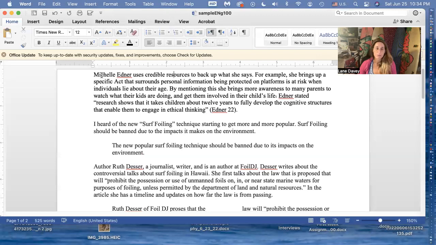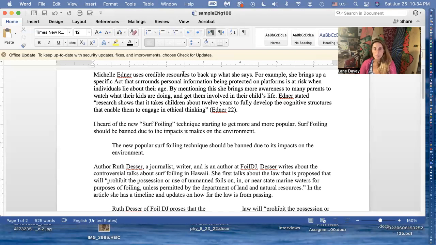So if you said Michelle Edner draws from Tom Sutler and Mark Bezos to back up her argument on the effects of social media in children under 12, that's a good opening statement.